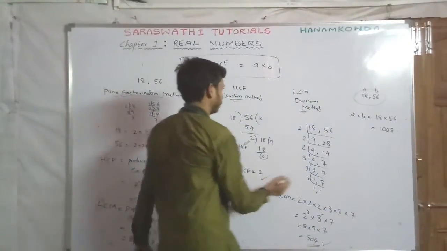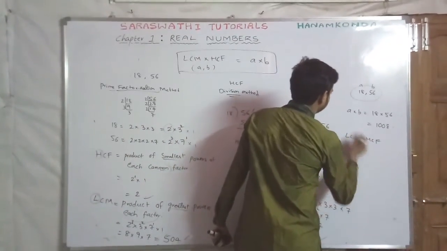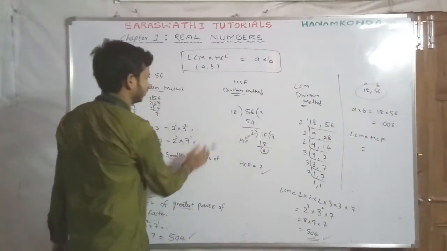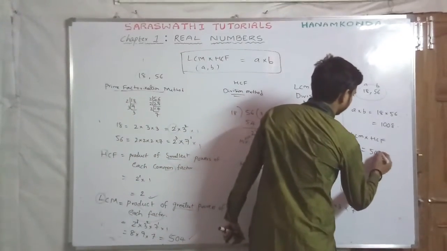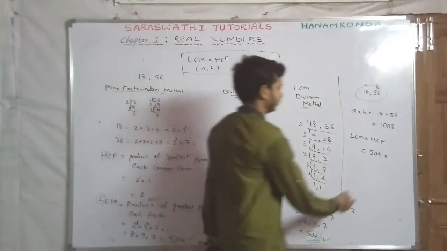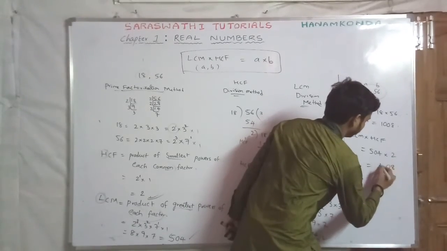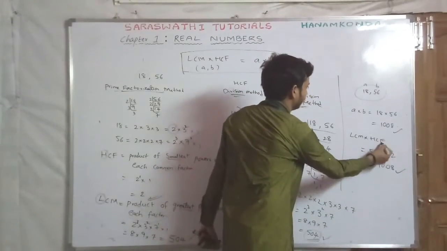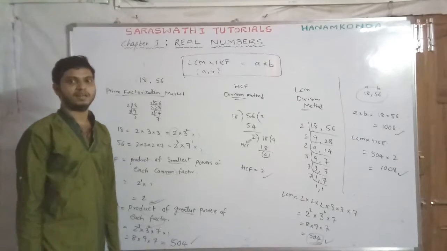And if we multiply the LCM into HCF of these two numbers, the LCM we have obtained is 504, into the HCF we have obtained, which is 2. So 504 into 2: 2 fours are 8, 0, 2 fives are 10. So 1008, we have obtained the same result. That means LCM into HCF is equal to the product of the two numbers. So this is all the basics regarding the LCM and HCF.